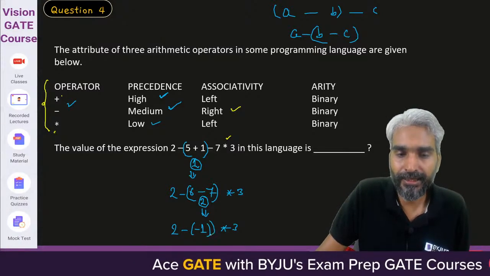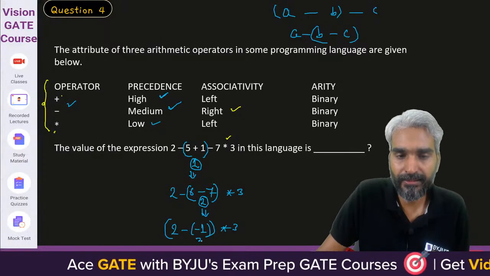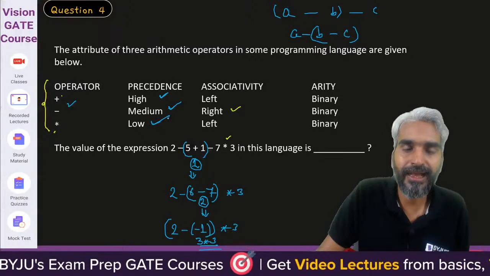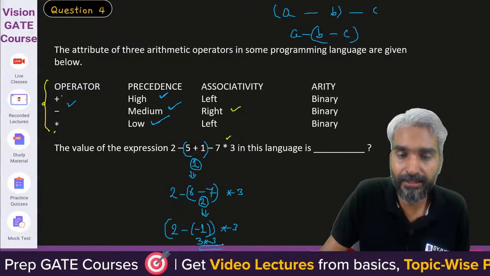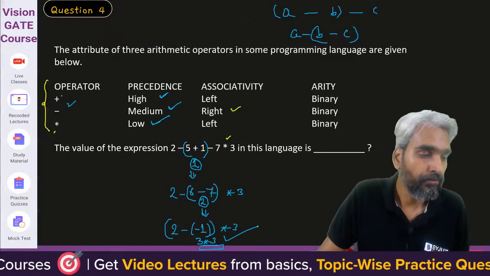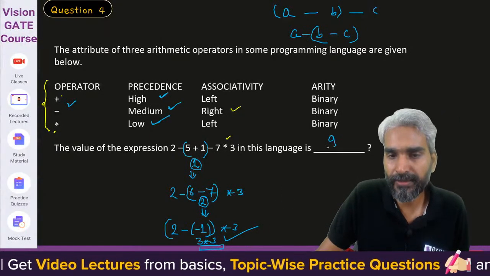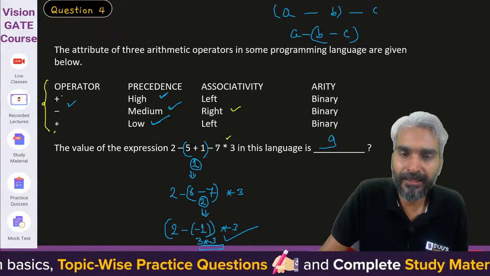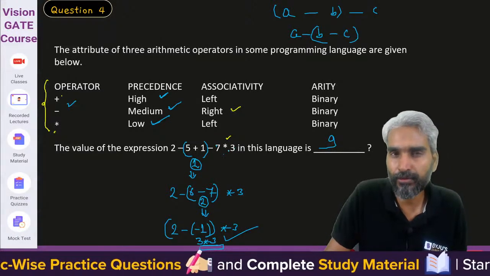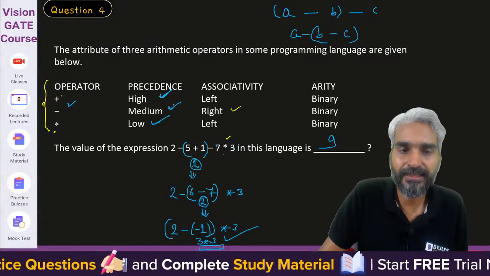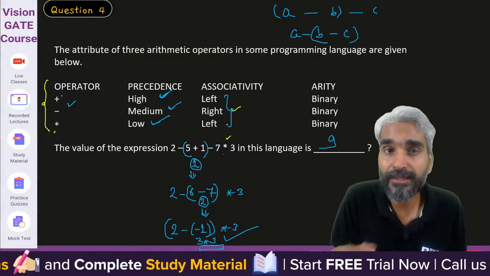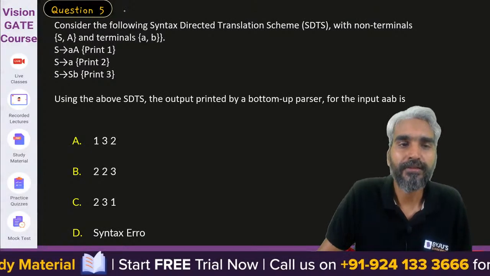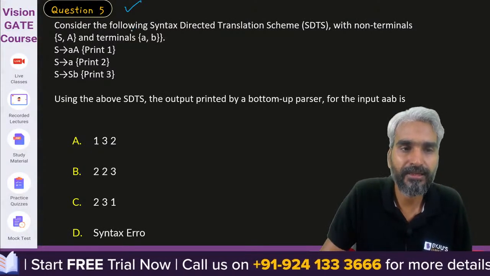Then again you perform 2 minus minus 1, which is 3, into 3. Now this is the final thing you have in hand. The last precedence is for multiplication, the only operation available, so we perform it and the result will be 9. Clear? So if you first think that I will multiply 7 into 3 and write 21, don't do it. Whatever precedence and associativity is given in the question, you have to use that.